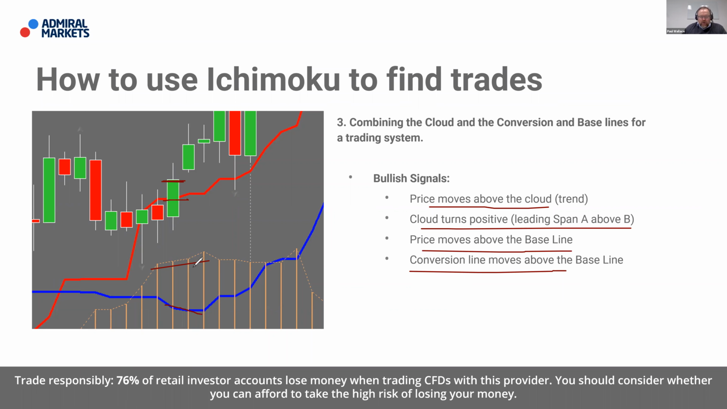So you're just combining the conversion line, the baseline, price action, and the cloud. As I said, you've got those four elements all coming together, and when they do, there is a confluence of events, and that allows you to make a very good trading choice to join what you believe will be a new bullish trend.